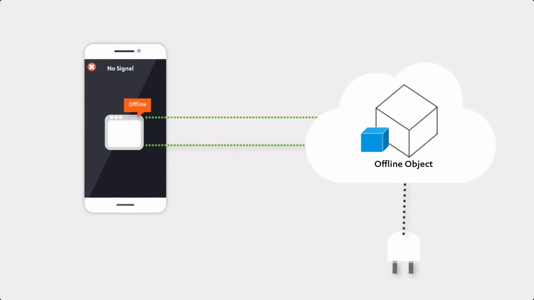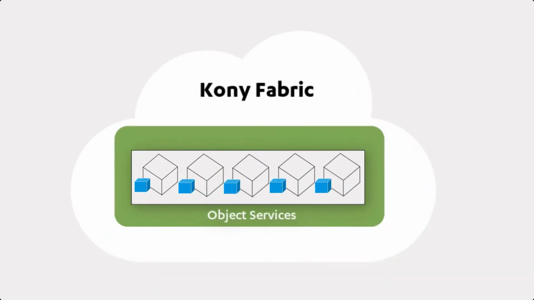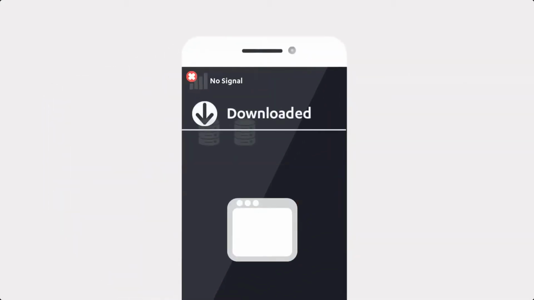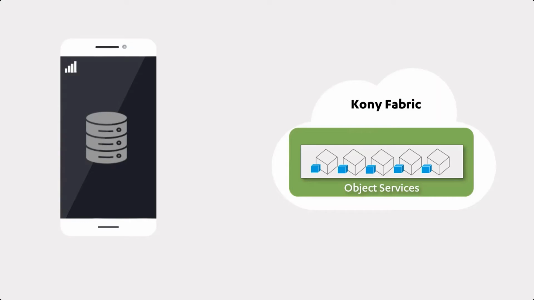An offline object is the solution to the synchronization problem that apps face when they must work offline. Offline object is a new synchronization capability built on top of object services. Using the offline objects feature, users can download data of the objects from the Koni Fabric Object Service to a mobile device. When the device does not have a network, the downloaded data is used. Once the device gets the network, data is synced with the Koni Fabric Object Services backend.